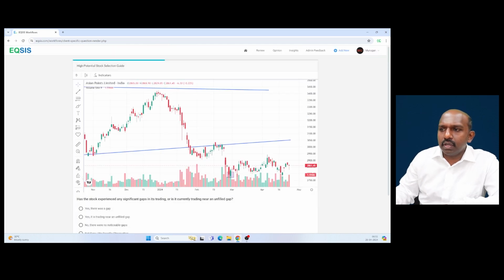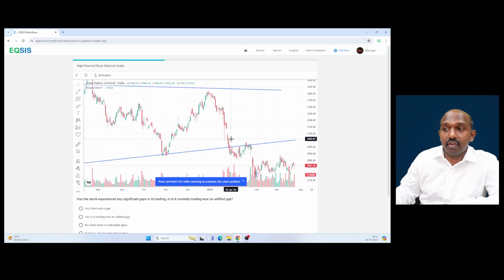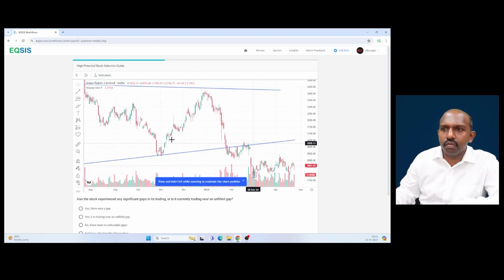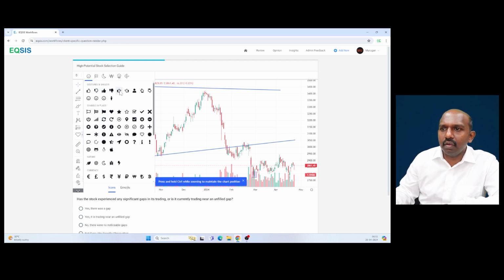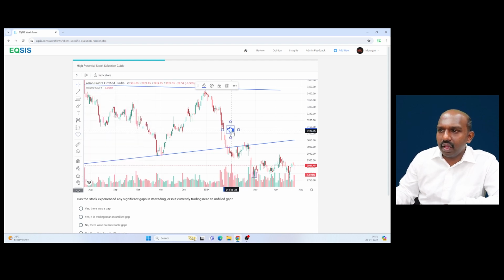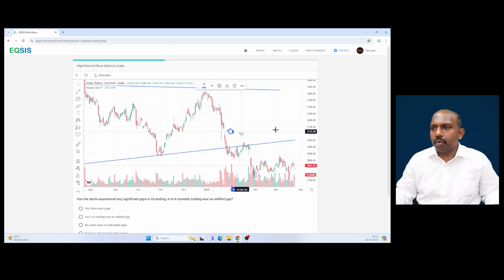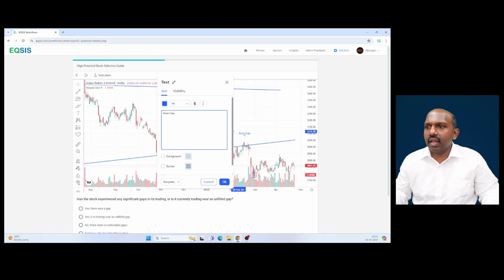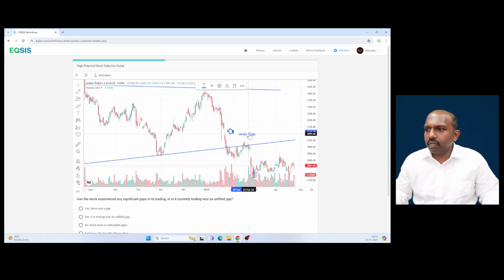Has the stock observed any significant gaps? Definitely, there are a few remarkable gaps that give us a lot of confidence. Number one, we witnessed a gap here. If you look at the gap here, this is more like an area gap. So I'll point out this as an area gap.